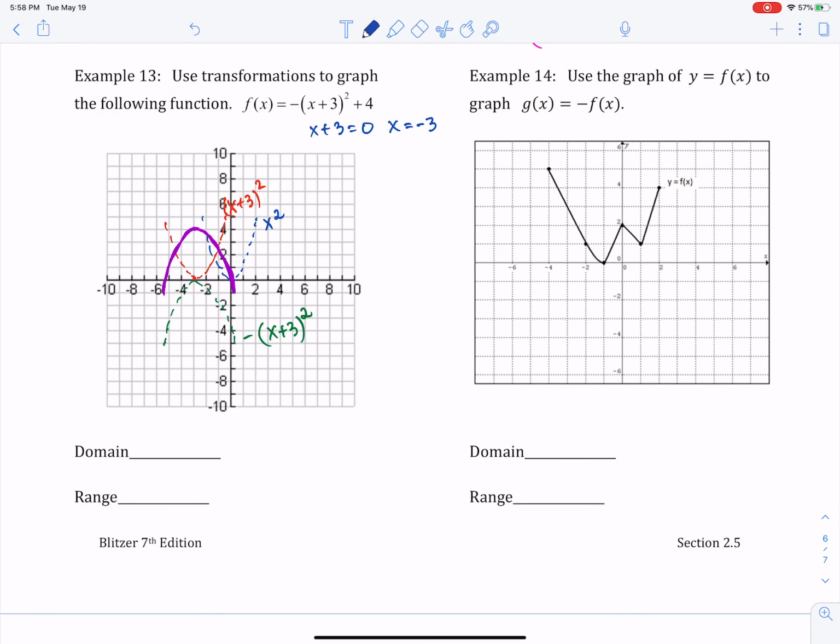If I want to use some points for orientation, the original value (0, 0). Well, the x, we decided it moved to -3. We went plus 3, so it went to -3. What happened to the y value was 4 was added to it, so it went to plus 4.